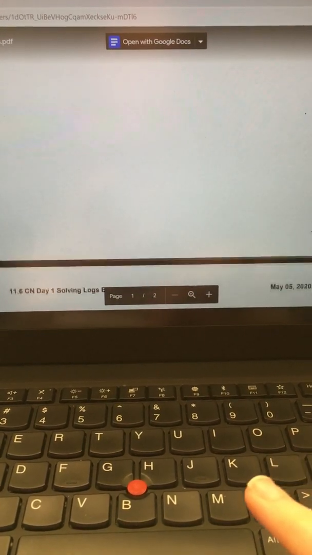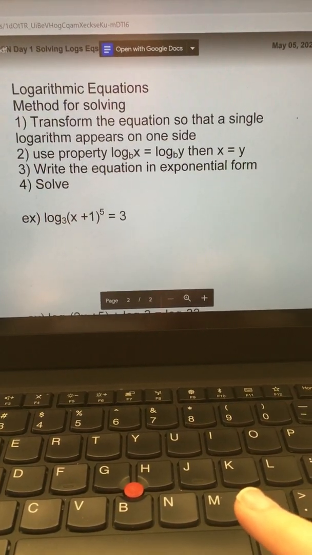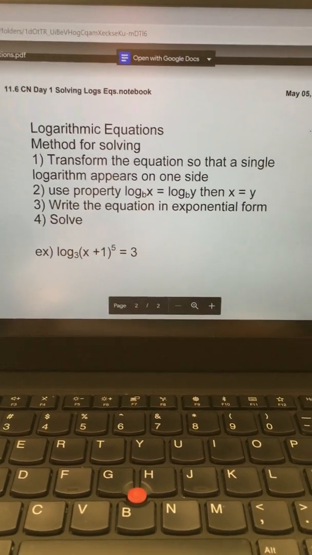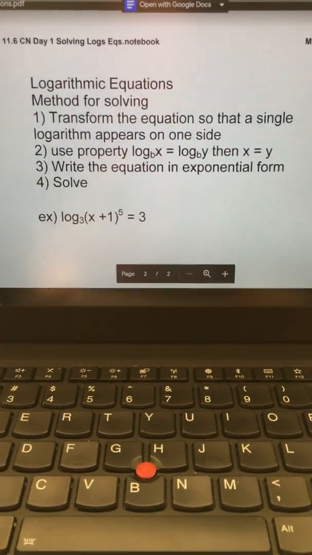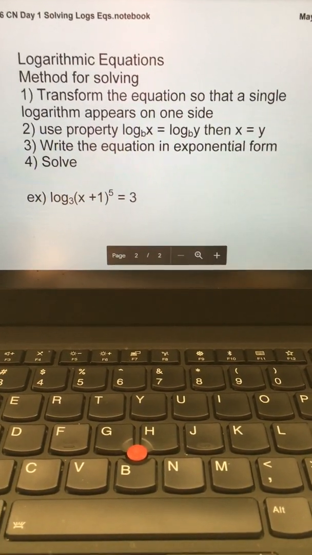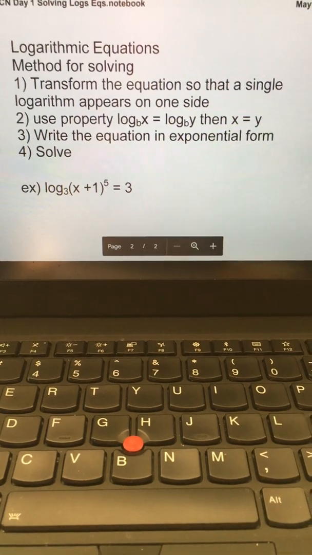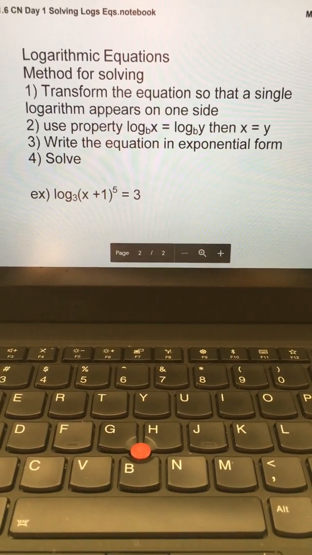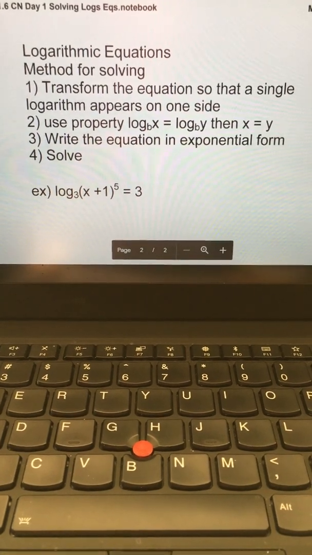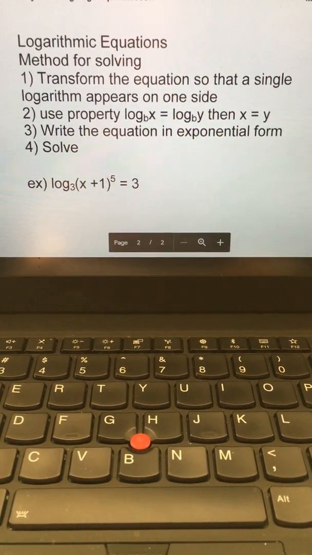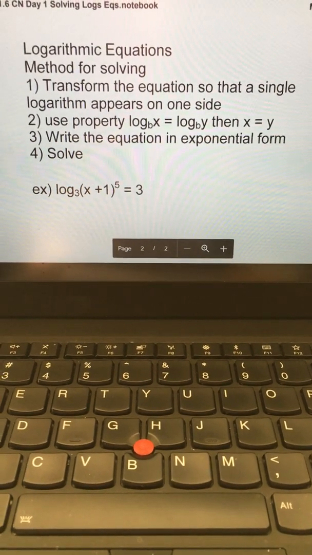Moving on to our next slide. I don't really like that I numbered these. I kind of feel like these are similar to verifying, like our hints. You just try some of these methods to solve. So each problem is going to look different. And so one of the methods we can try is transform the equation so that a single log appears on one side, which means what I'm saying there is that you want to condense.